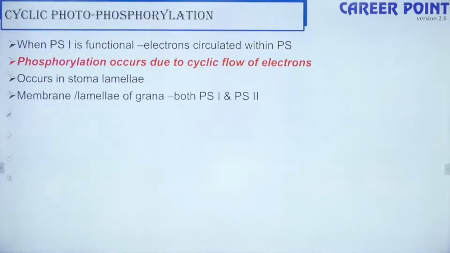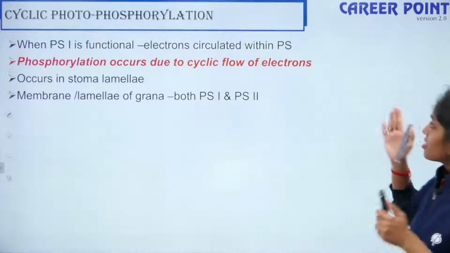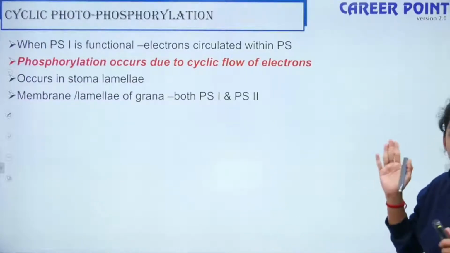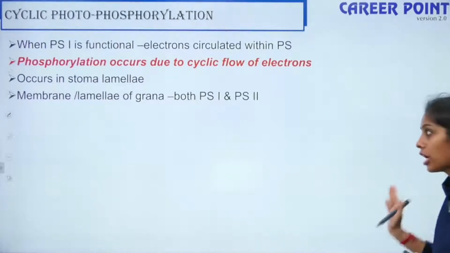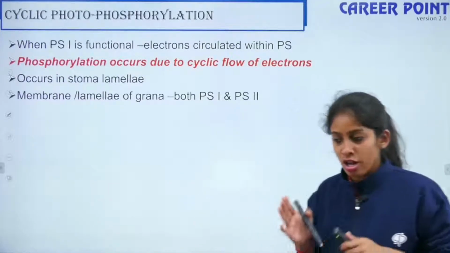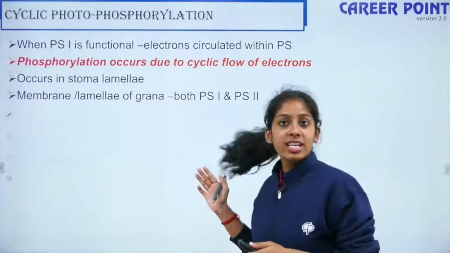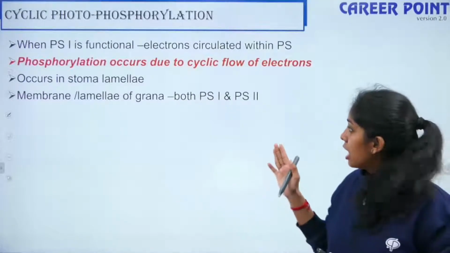So cyclic photophosphorylation: when the PS1 alone is functional, the electrons are circulated within that PS1 photosystem itself. So phosphorylation occurs due to the cyclic flow of electrons. Phosphorylation is addition of a phosphate group. It occurs in the stromal lamellae.